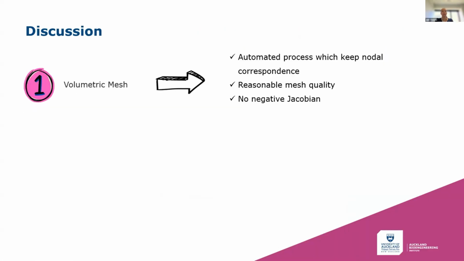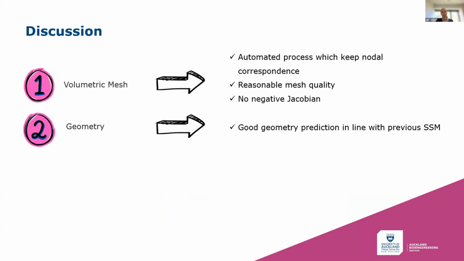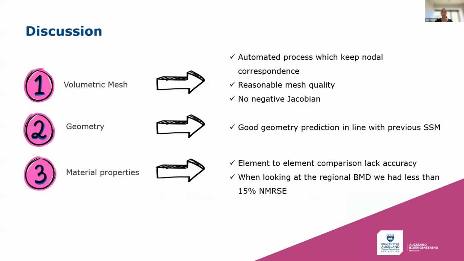So at the end, we've got an automatic process that can give you a good volumetric mesh with a reasonable mesh quality and no negative Jacobian. We got personalized geometry, which is in line with our previous work on statistical shape models. And in terms of material properties, our element-to-element comparison lacks some accuracy, but when you look at the more regional bone mineral density, we had less than 15% normalized root mean square error.